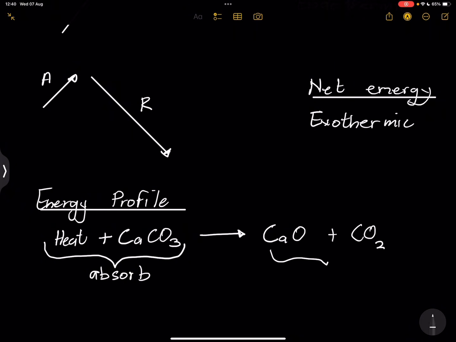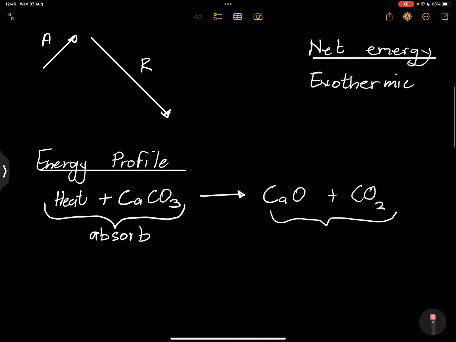So in actual fact, we say that this reaction is an endothermic reaction. So this would be an endothermic reaction.